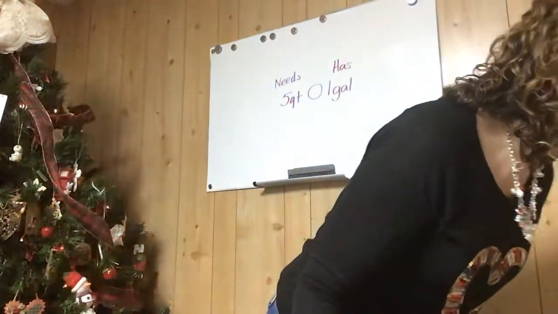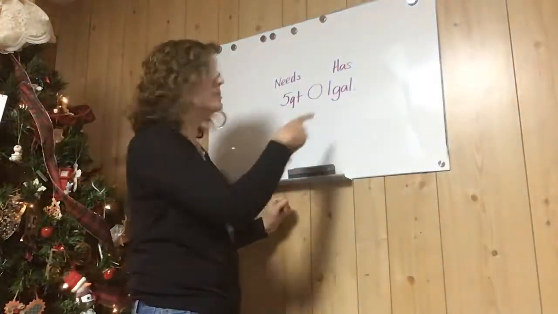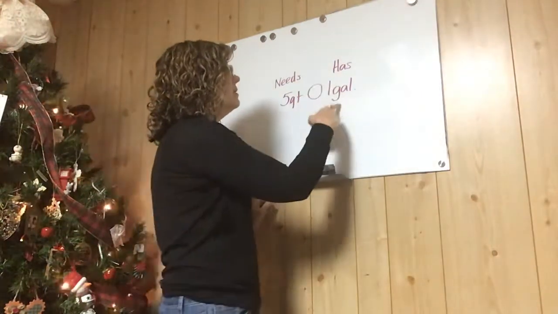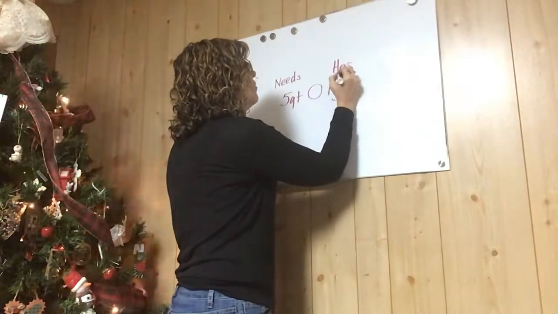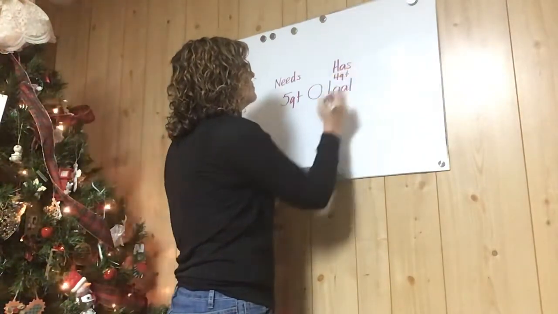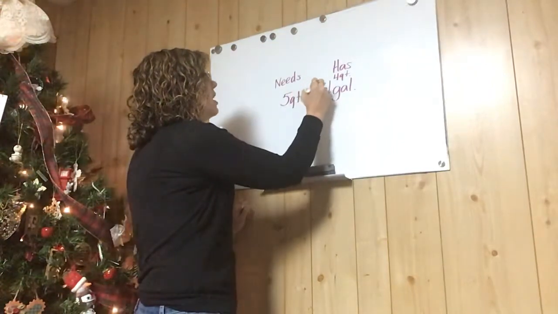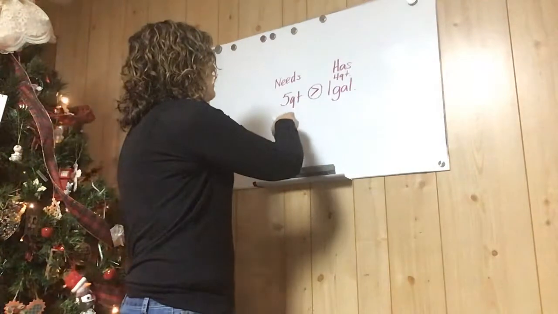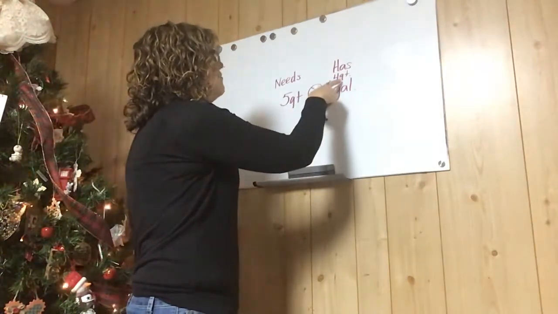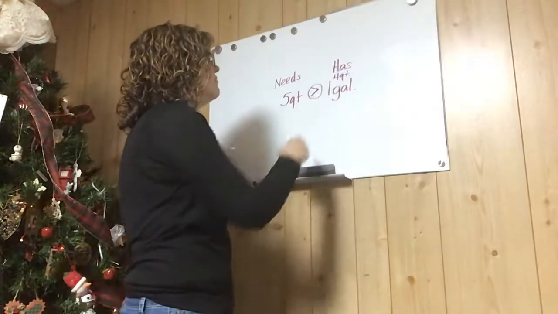So he needs 5 quarts, he has 1 gallon. Now we have to change the gallon to quarts. So how many quarts in a gallon? On your paper, it shows you there are 4 quarts. All right, so 5 quarts is greater than 4 quarts or 1 gallon. So since Dad only has a gallon, that's only 4 quarts.